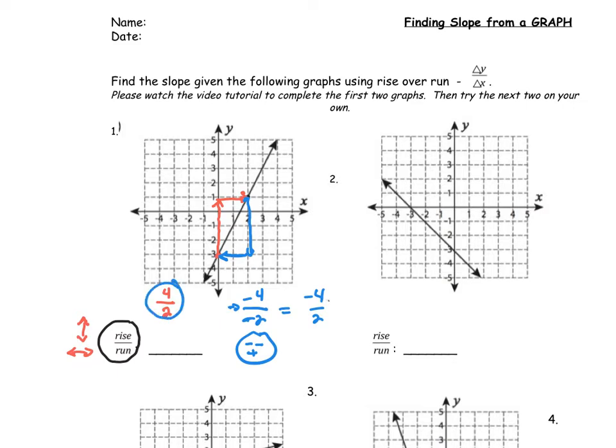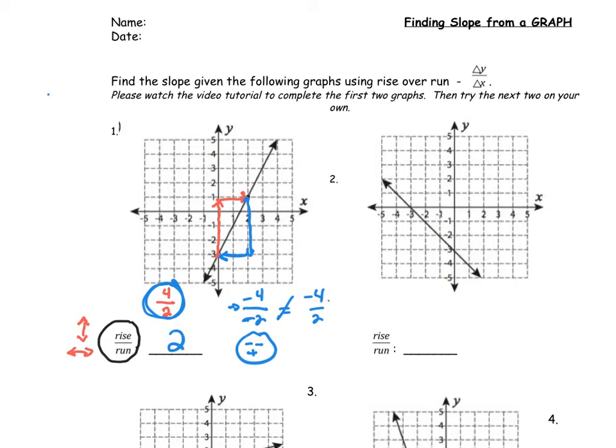So this is not equal. These two things are not equal. A negative 4 over negative 2 is not the same as a negative 4 over positive 2. When we reduce this, either way, 4 divided by 2 or negative 4 divided by negative 2, we get a positive 2.